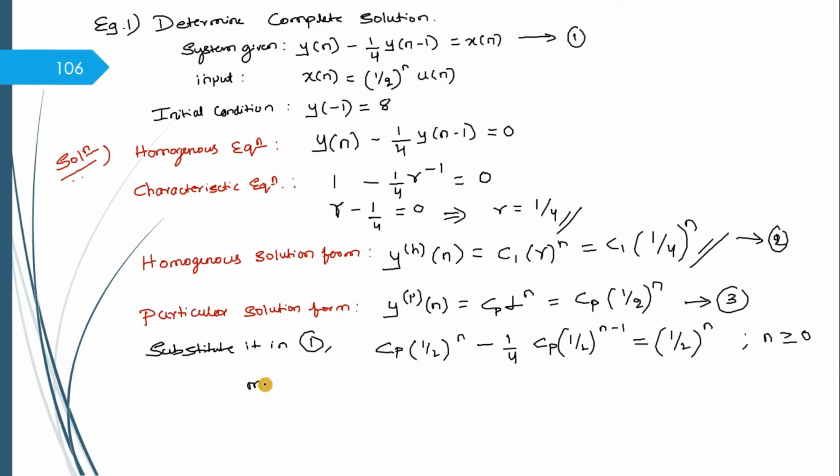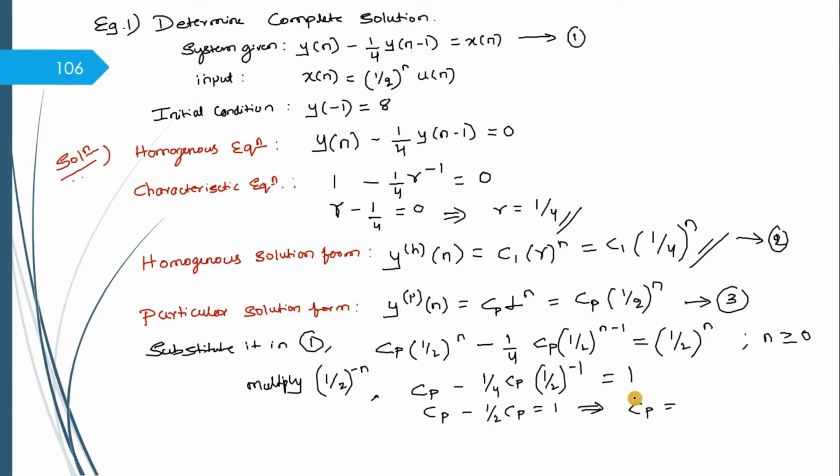Now we multiply with 1 by 2 raised to minus n throughout. By doing it, what do we get? This cancels. Only cp is left. Here 1 by 4 cp, plus n minus n cancels. You will get 1 by 2 raised to minus 1. This is equal to, this cancels, you will get 1. So cp minus 1 by 4, this will give you 2. This 2 and this 4 cancel, and you will get 1 by 2 cp equal to 1. If you solve it, you will get cp is equal to 2.